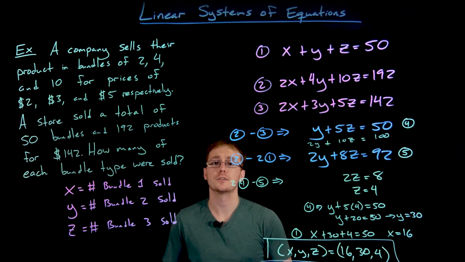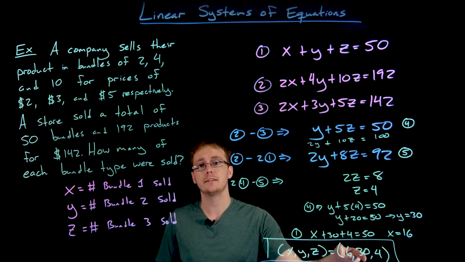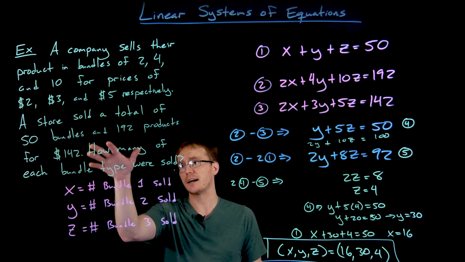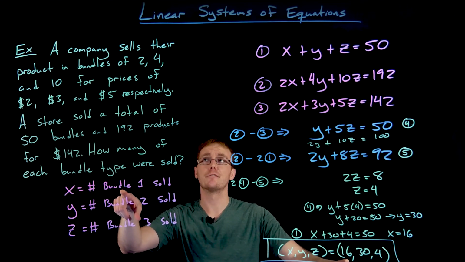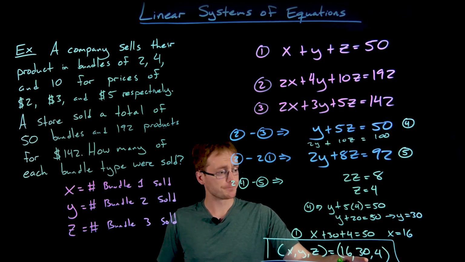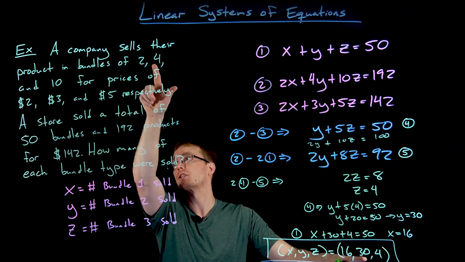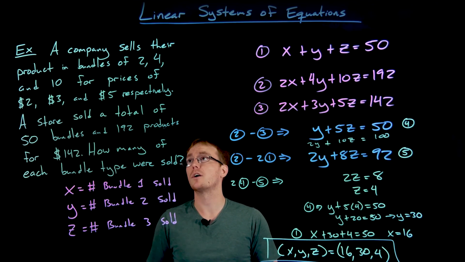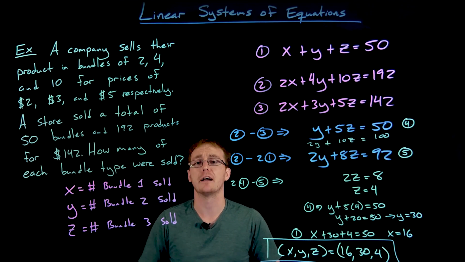And so our final answer for this application problem, expressed as an ordered triple, is (x, y, z) equals (16, 30, 4). Interpreting that in the context of our problem, we were trying to figure out how many of each bundle type were sold. Well, we know we'd have to sell 16 of the first bundle type, where it contains 2 products for $2 per bundle. We have to sell 30 of the second bundle types, where we have 4 products per bundle, and each bundle costs $3. And then to finish it off, they must have sold 4 of the third bundle types, where that contains 10 products, and each bundle is $5.